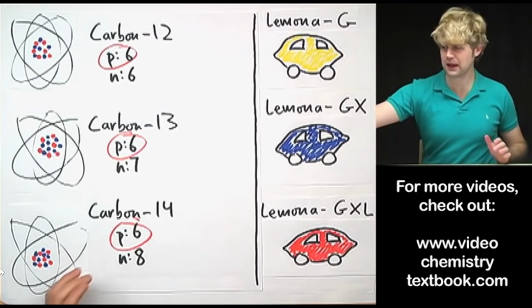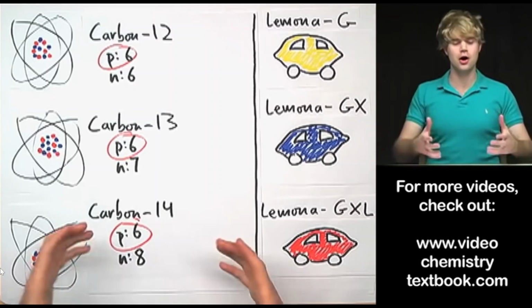If you look it up in the periodic table, you'll see something that looks like this, and the number up here is the atomic number, 6, which means that if an atom has 6 protons, it's a carbon. So that's what these all are. They are all isotopes of carbon.